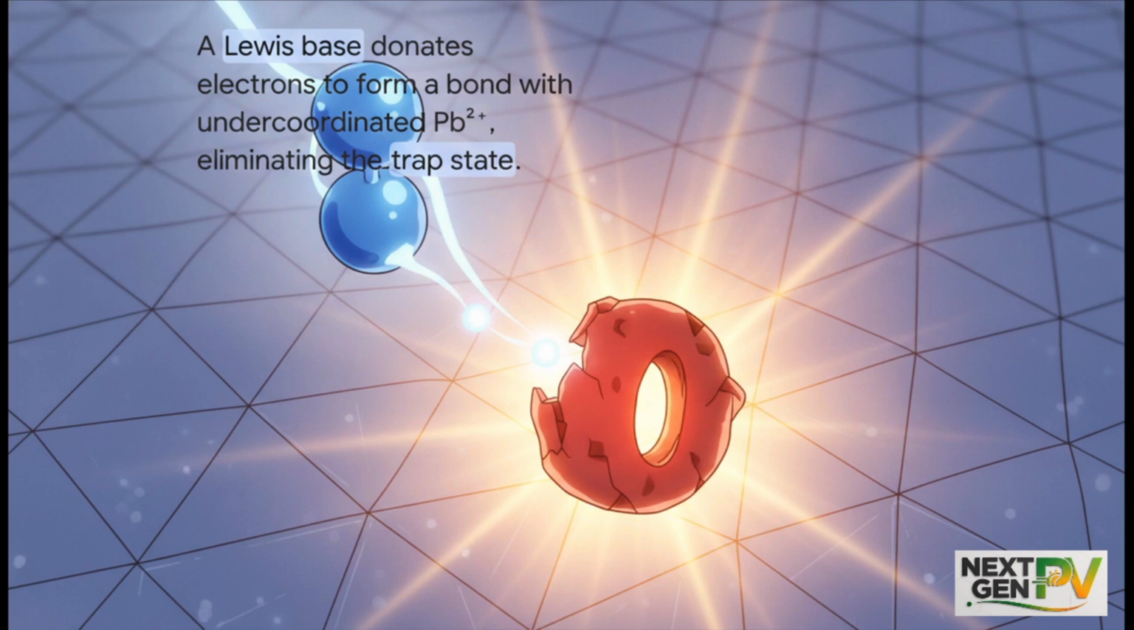Remember those under-coordinated lead 2+ atoms sitting on the surface with missing iodides? Well, they are desperate for electrons. So we introduce a Lewis base, a molecule like pyridine or thiourea. These molecules possess a lone pair of electrons. The Lewis base just donates its lone pair to the lead atom, forming a coordinate bond. By satisfying the lead atom's need for electrons, the electronic trap state simply vanishes. The pothole is chemically filled.